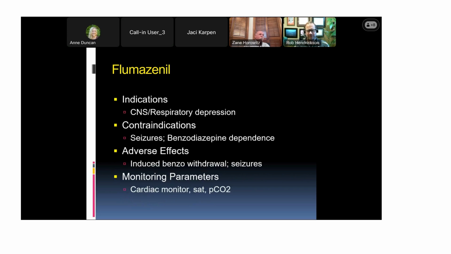Other contraindications: they are at high risk for seizures, or they have benzo dependence. And I think this has probably been overstated a little bit. Benzo dependence is becoming less and less common now, which is obviously a really good thing for all of us. But if you are benzo dependent, on large, chronic doses of benzos, then there's certainly a possibility you could cause benzo withdrawal, although I think that is incredibly rare, and the same monitoring parameters as naloxone.